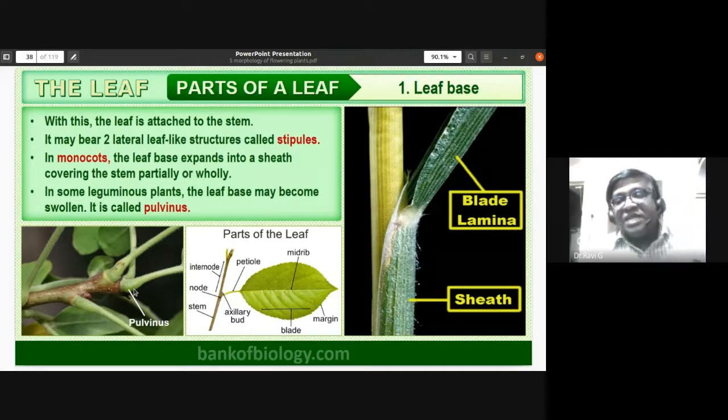In the case of monocotyledonous plants, the leaf base is sheathing and it encircles the stem completely or partially. So a sheathing leaf base you can notice in monocotyledonous plants. In leguminous plants, the leaf base is swollen and we call that the pulvinus.